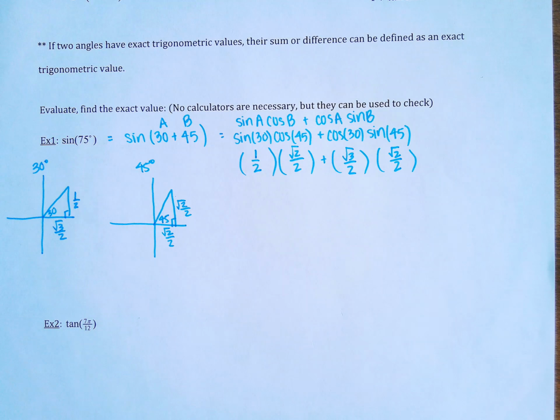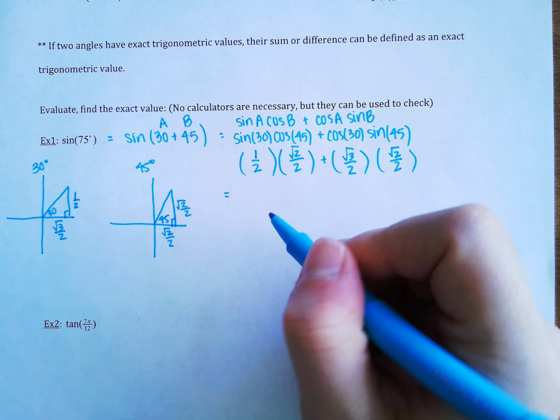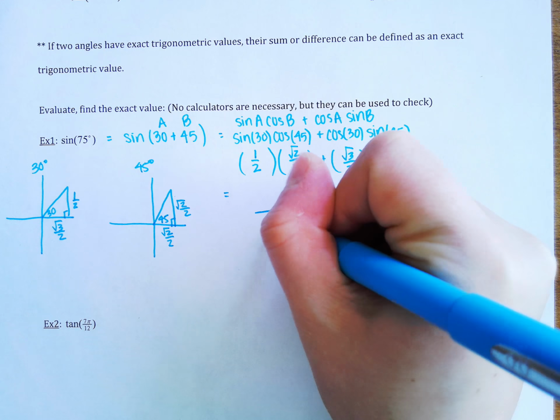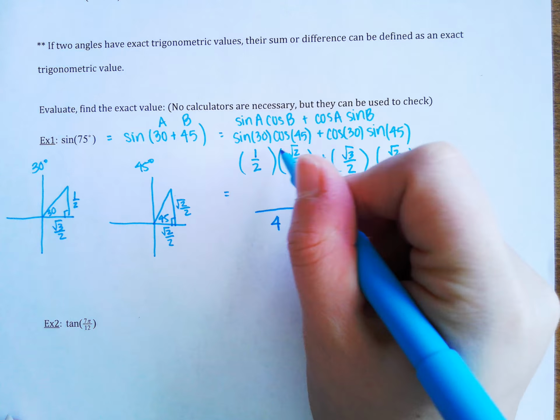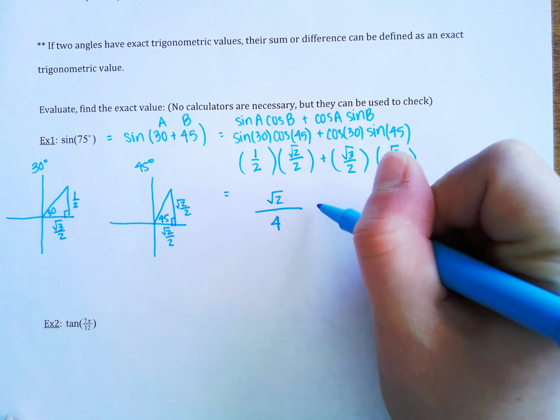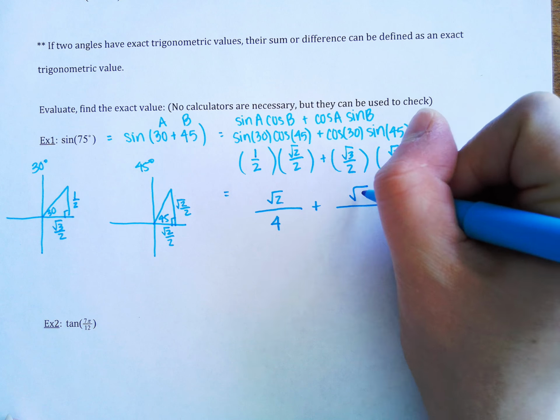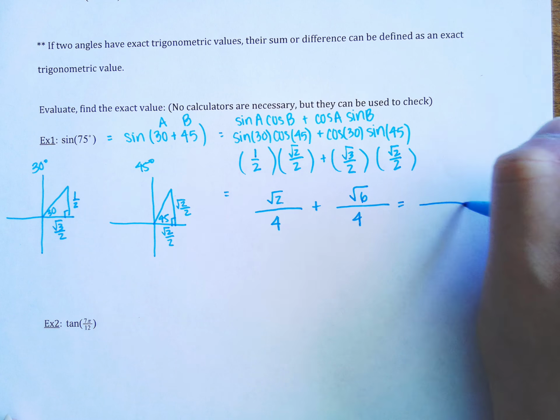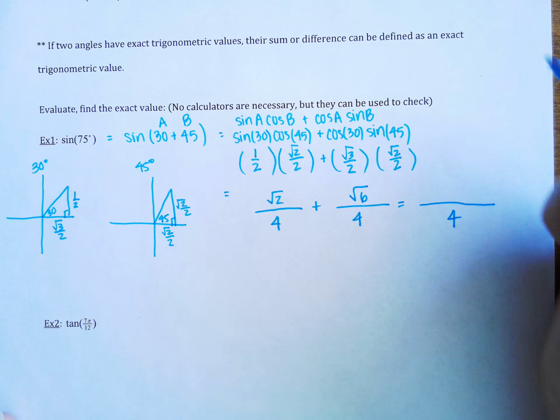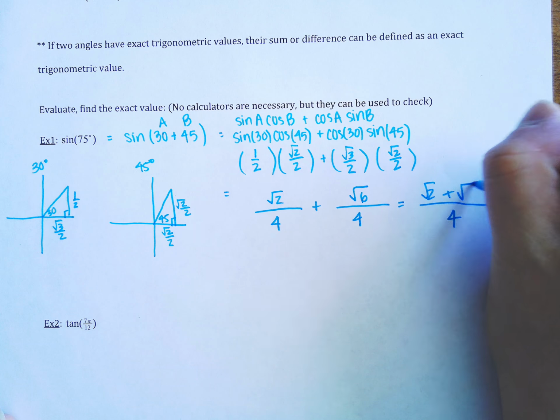So this should look really familiar because we did something really similar to that for cosine. So our first fraction, multiply across, we get root 2 over 4, and our second fraction, multiply across, root 3 times root 2 is root 6 over 4. So altogether in one fraction, since we have the same denominator, it is root 2 plus root 6, over 4.